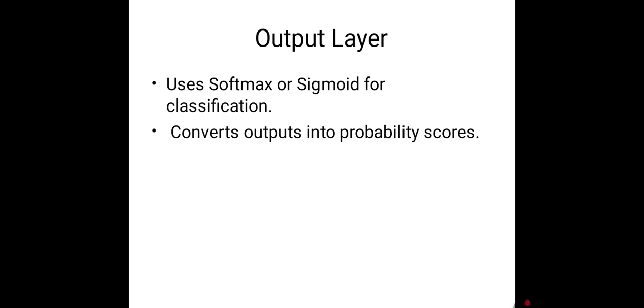The final layer is the output layer. It uses activation functions like softmax for multi-class classification or sigmoid for binary classification. The output is a set of probability scores indicating which class the input image belongs to. So this is about the CNN and the different layers of a CNN.